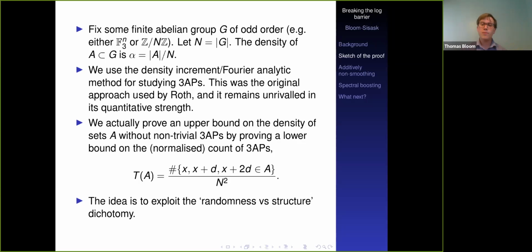It's easy to deduce from that an upper bound on the size of sets without 3-term progressions, because of course, if a set has no non-trivial 3-term progressions, then we know exactly what T of A is. T of A is just counting the trivial progressions, of which there are exactly the size of A many. So in other words, T of A will be exactly alpha divided by N in such a case. I can then combine that with my lower bound for T of A, and hence get an upper bound for alpha.